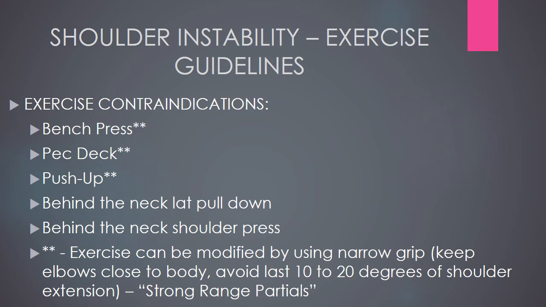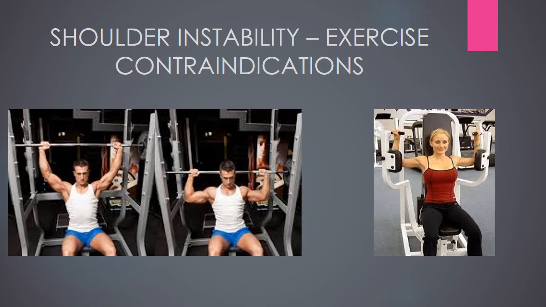So if you have a patient who has bona fide shoulder instability, they can still do bench presses and they can still do push-ups, but you simply modify the range of motion to include only the top portion of the range of motion. In the old days, we used to call these maneuvers lockouts. Nowadays, they're referred to as strong range partials because they involve partial repetitions performed in the strongest part of the range of motion. So let's go through a couple of examples here.